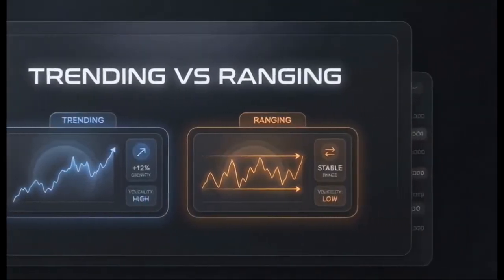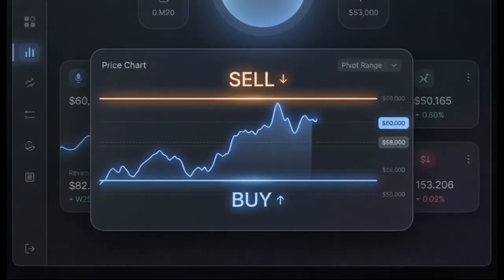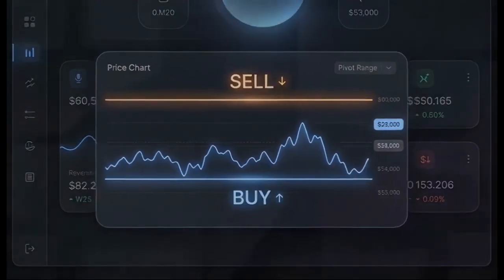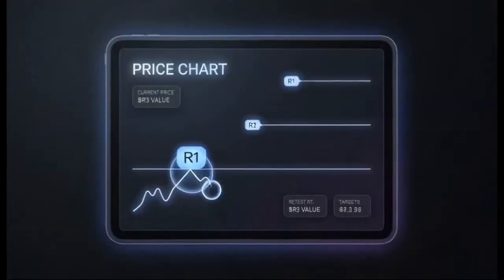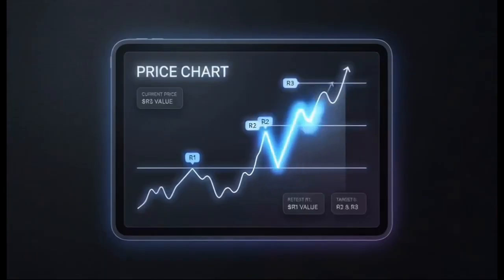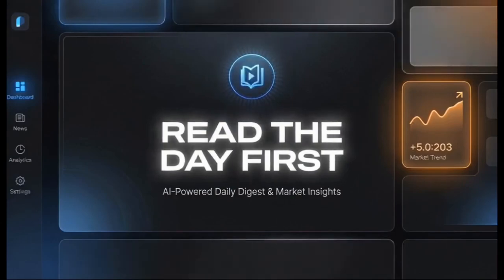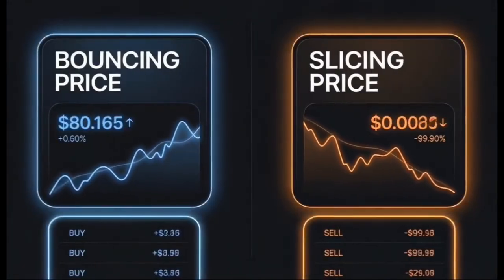Trending versus ranging days. On a quiet, ranging day, pivots are a mean reversion tool. Price bounces between the levels, so you buy support and sell resistance. But on a strong trending day, they become a breakout tool. Price blasts through resistance 1 and uses it as a launchpad to resistance 2 and 3. Same levels, opposite playbook. Read the day first. Is price respecting the levels and bouncing, or slicing through them? That tells you which game you're playing.